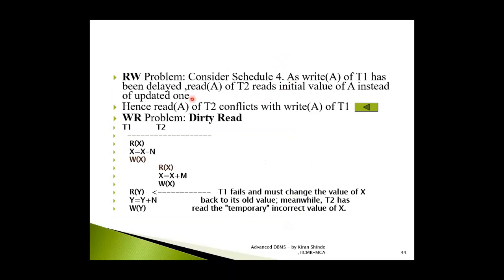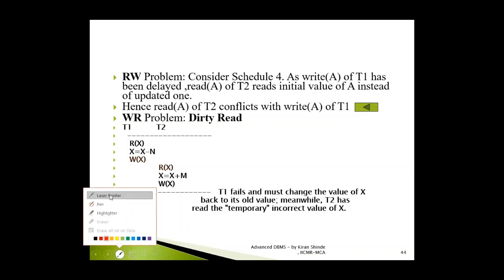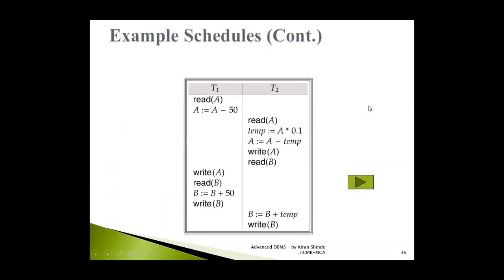Now let us try to understand the RW problem. Here one instruction of the pair is a write. Consider schedule 4 again. I will go to that schedule and explain what problem is shown. As write A of T1 has been delayed, read A of T2 reads the initial value of A instead of the updated one. Let us observe this RW problem, or temporary read problem.